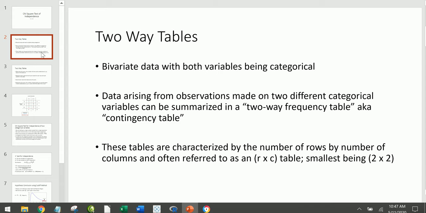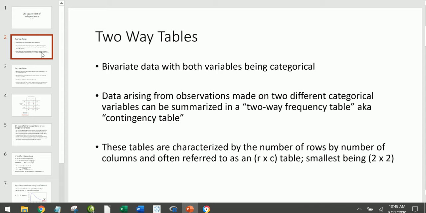Remember that bivariate data, bi standing for two, variate implying variables, means that you have simultaneously collected data on each subject, two pieces of data, two variables. So for example, height and weight, that would be bivariate. So I randomly select 10 people, and for each person, I note their height and their weight. I have bivariate data. Okay, now in that case, both those variables were numerical, quantitative.